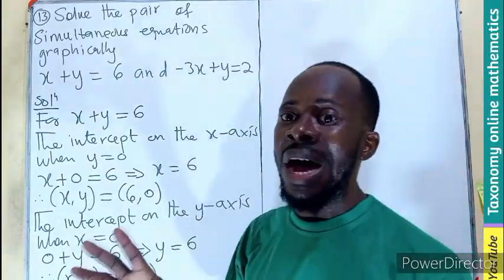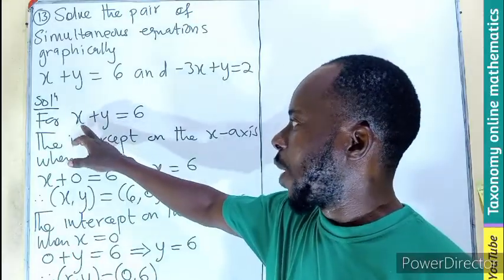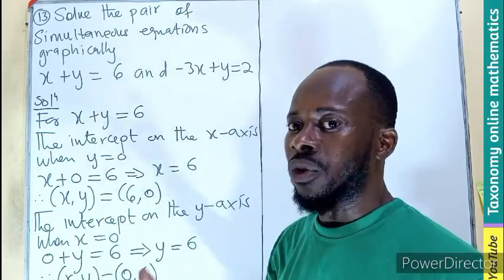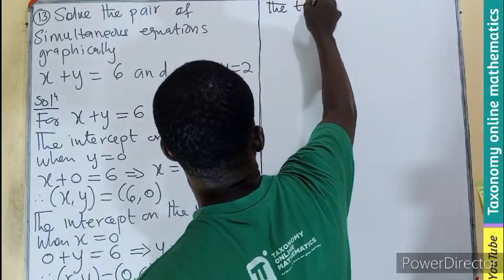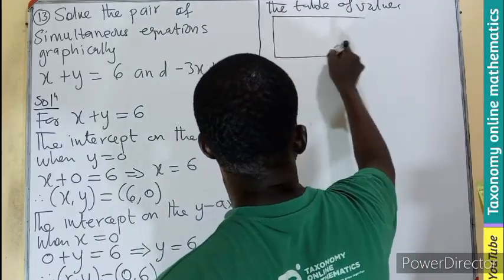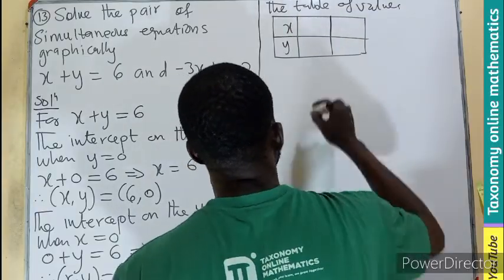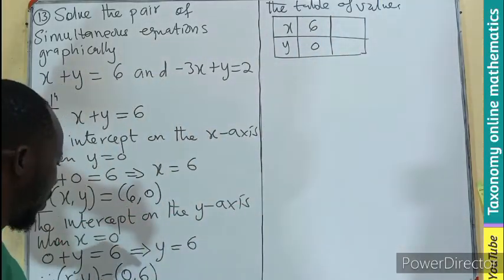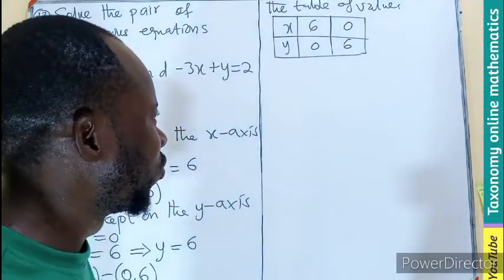You can decide to pick any values of your own apart from the intercept. So I can use x to be 1, and I'll find what the y will be. Or x is -2. Just 2 or 3 points on a line is enough. So I can put that in a table. The table of values will be something small, x and y values. The first x value is 6, the y value is 0. The x value is 0, the y value is 6. So that I'll pick it from there into the graph.